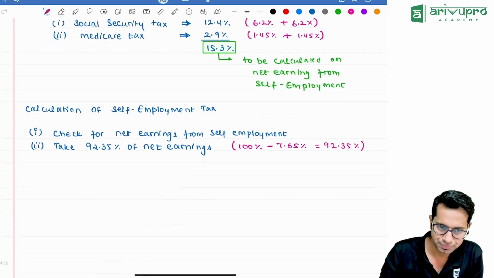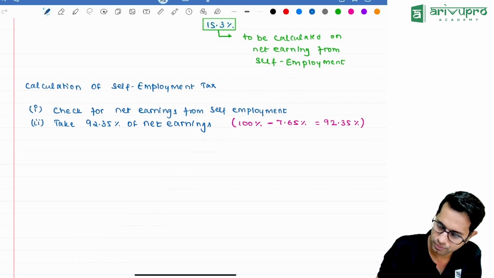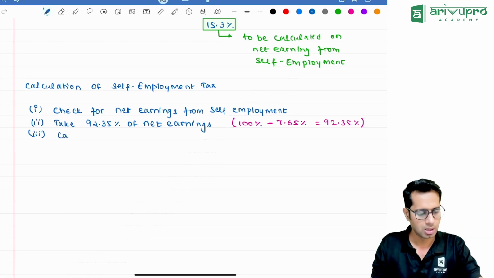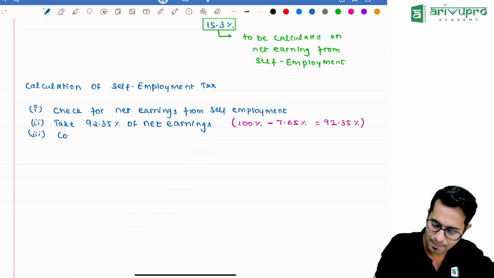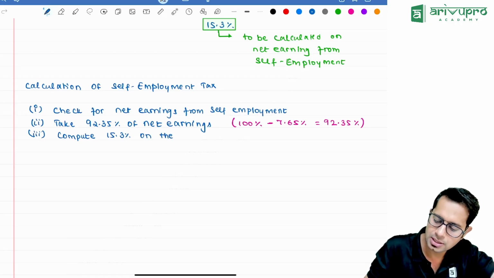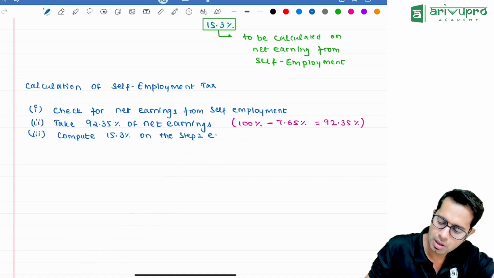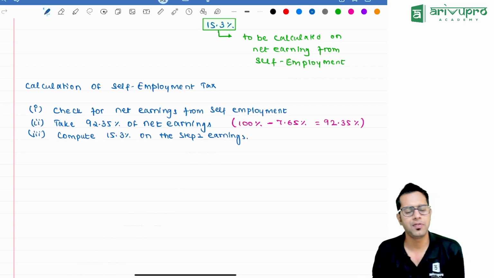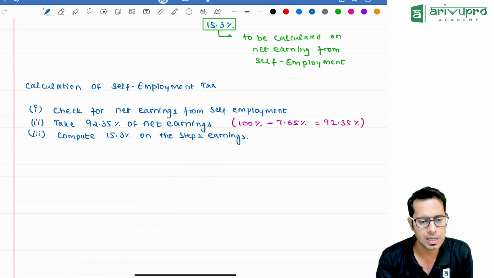So on this amount, in step number 3, compute 15.3% on the step 2 earnings. So whatever earnings you have got in step number 2, 15.3% of that is required to be computed.